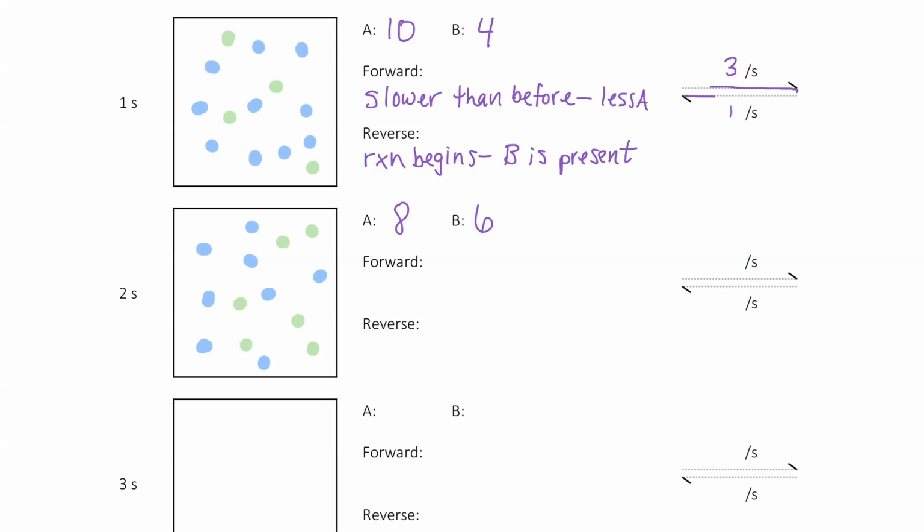We still have a total of 14 particles, right? Law of conservation of mass. We started with 14 and 0. Then we had 10 and 4. Now we have 8 and 6.